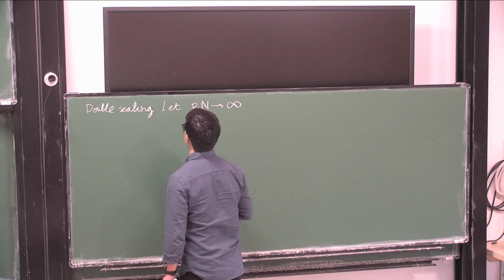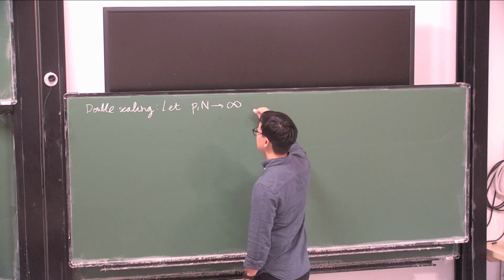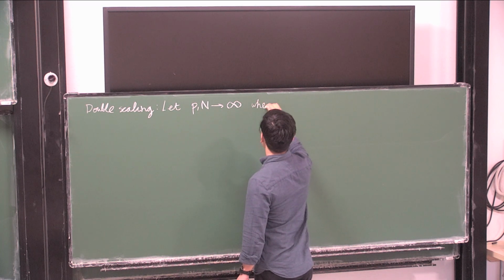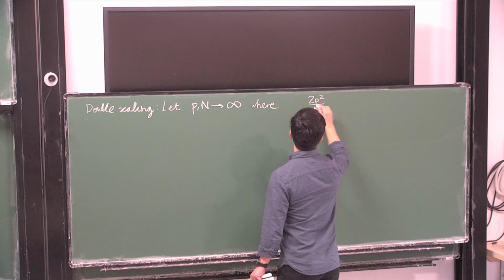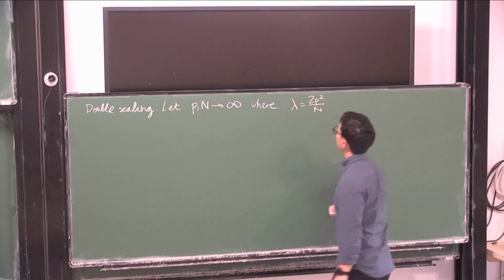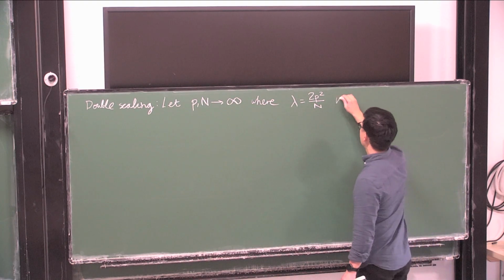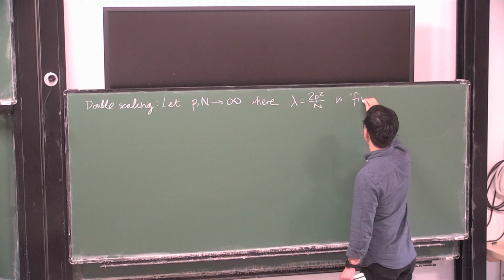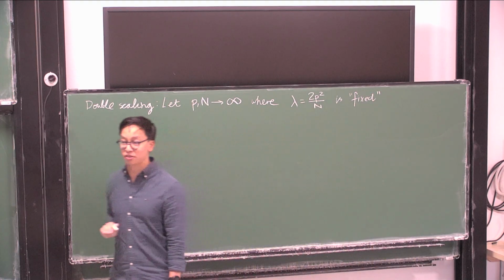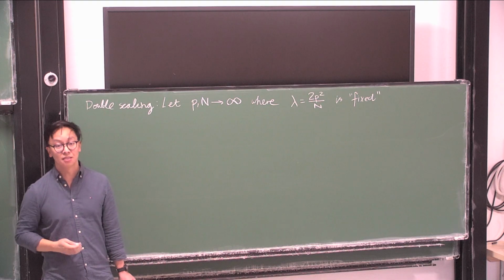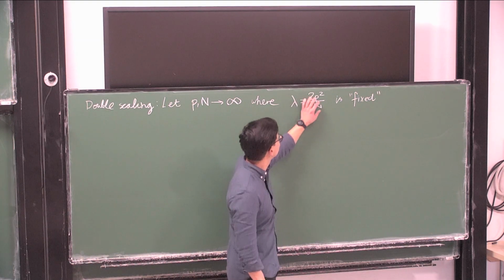And it turns out that the natural way to do this is to let them scale in the following way, where we essentially want p squared over n to be constant. So let's call lambda this expression 2p squared over n, and we want this to be fixed. I use quotation marks here because lambda could be irrational, for instance, and we don't necessarily want to fix this. We want this ratio of p and n to approach lambda.